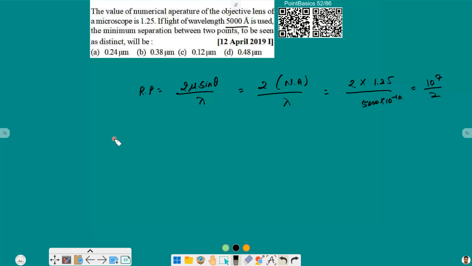Now minimum separation is equal to 1 by resolving power, so it will be 1 by 10 raised to power 7 divided by 2, and that will be 0.2 into 10 raised to power minus 6, or we can say 0.2 micrometer, and that is nearest to option A here. Now next one.